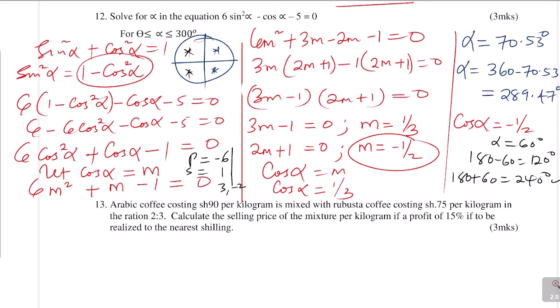Now let me list all the solutions for alpha. The first one was 70.53, then we have 289.47, then the others are 120 and 240 degrees. Those are the solutions. Go to question 13.